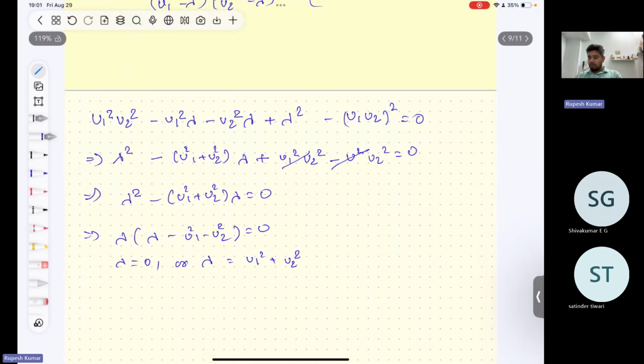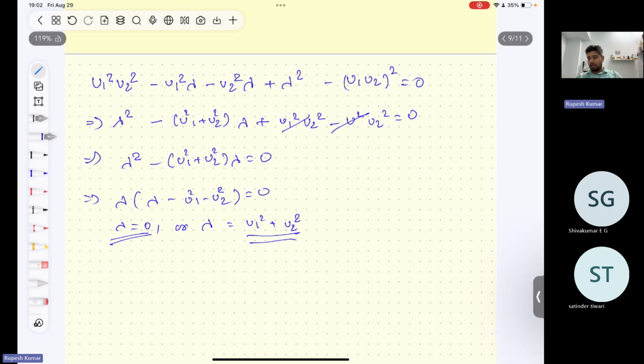Now, lambda equals 0 is one eigenvalue, and the second eigenvalue is u1 squared plus u2 squared. Now, are these values distinct? Lambda equals 0 is desirable because we already saw that the matrix was rank deficient, so we are expecting one eigenvalue to be 0. What about the other eigenvalue? The other eigenvalue is u1 squared plus u2 squared.